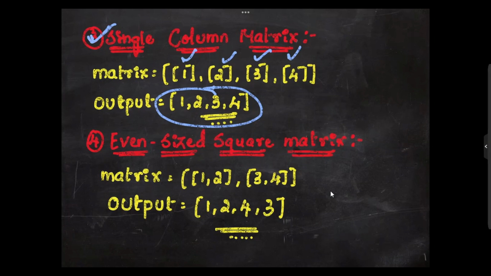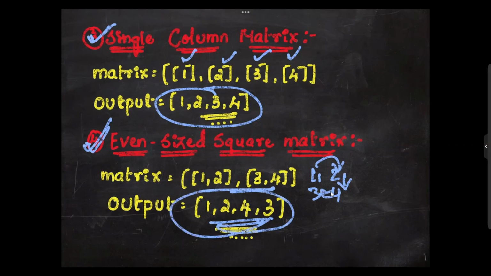Then the final one here is the even sized square matrix. For the even sized square matrix, we have 1, 2 and 3 and 4 here. In this case we will return 1, 2, 4, 3. So we have 1, 2, 3, 4, right? First we will go this way, 1, 2, then 4, then 3. This will be 1, 2, 4, 3, right? So we'll return the output 1, 2, 4, 3.